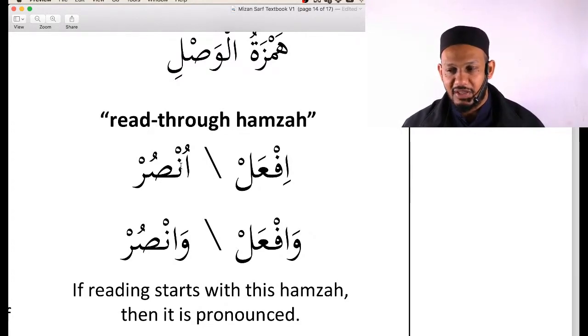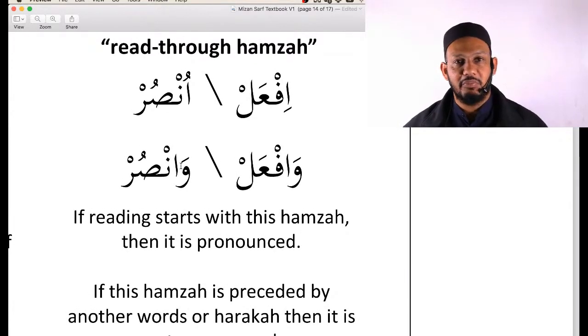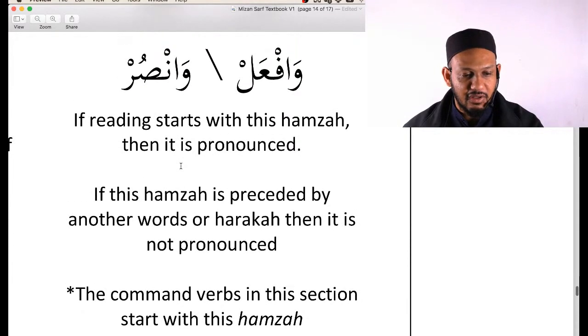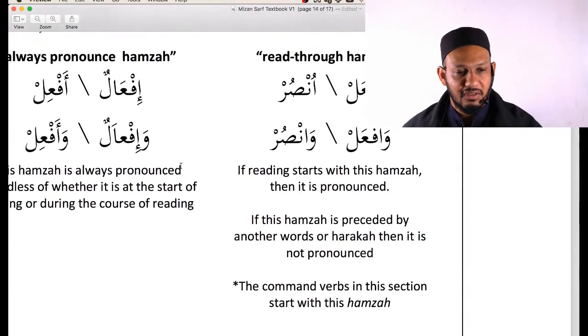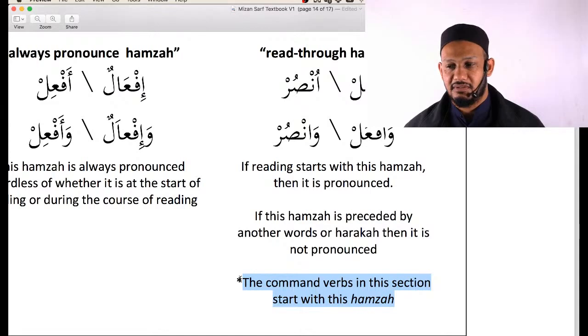Then you pronounce the hamza, the a, the u or the i. However, if the hamza is preceded by another word or a haraka or a sound, then you won't pronounce it, you'll read through it. You'll just bypass it. You with me so far? Why did I mention this whole long story about the hamza? Look at the last point there. The command verbs, the amr verbs in this section that we're doing now start with this hamza here. Which hamza? Hamzatul wasl. You with me? The command verbs we're doing in this section start with this hamza.